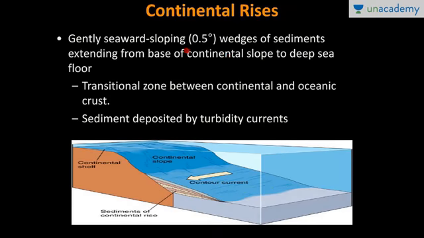Okay, so the next one is the continental rise. Now this is actually a transitional zone between continental and oceanic crust. You can see here, this is the transitional zone. After this continental rise, the oceanic crust starts, right? And the sediments are deposited here just at the base of the continental slope. There is this continental rise. The slope is less than 0.5 degree.